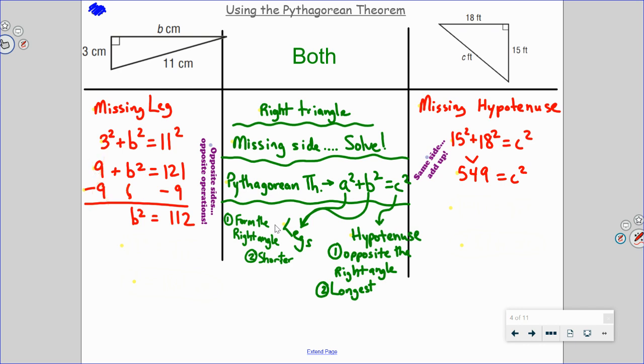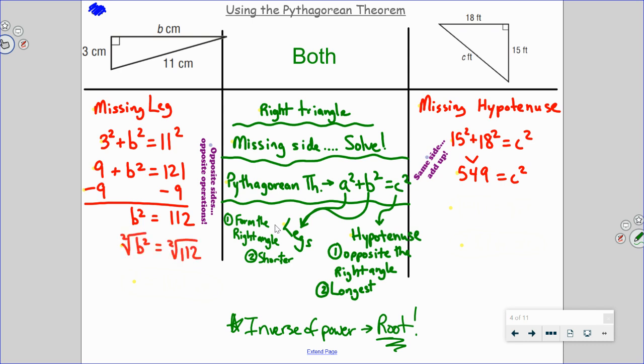Now, in both cases, folks, we don't yet have a solved number for b. We'd like it to say b equals, but right now it says b squared. We'd like it to say c equals, but right now it says c squared. So actually, I feel another similarity coming on, and that is the inverse operation of a power. The inverse of a power is a root. So to get rid of b squared, we take the square root of both sides, and the square root and the square power will cancel out, leaving us with b to be about 10.6 centimeters.